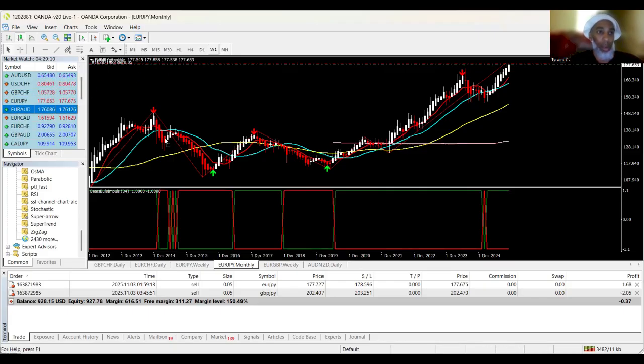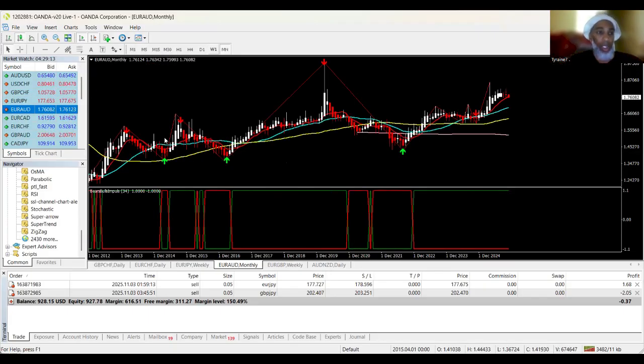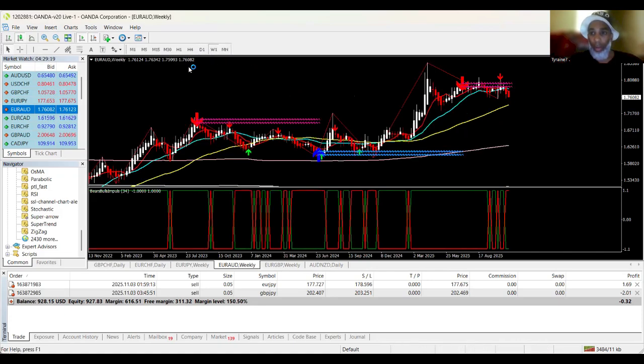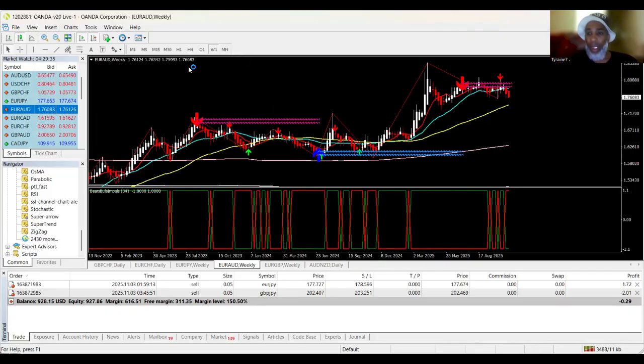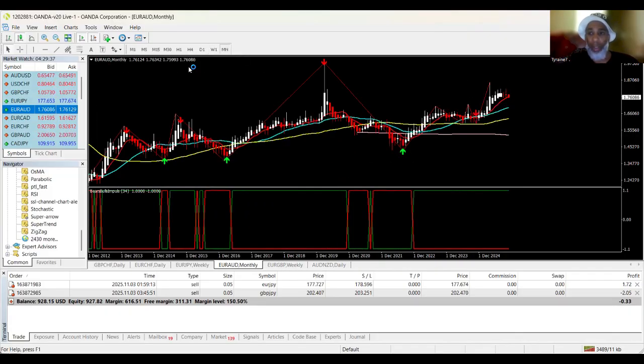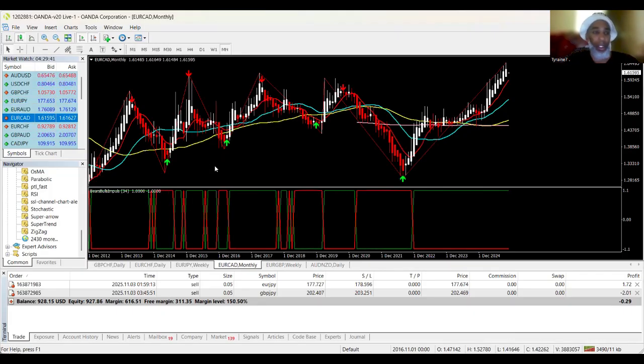Let's see here. Okay, there's another one, Euro AUD. Now this is looking like on the monthly we're about to go down. It's already started to drop on the weekly, and on the daily it's already dropped. So we're really just waiting for a pullback. On the daily, we'd like to have a pullback and then possibly get in. So this is one we want to keep an eye on, but we've got to wait for the pullback.